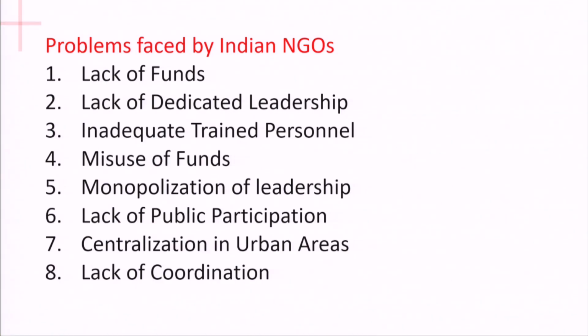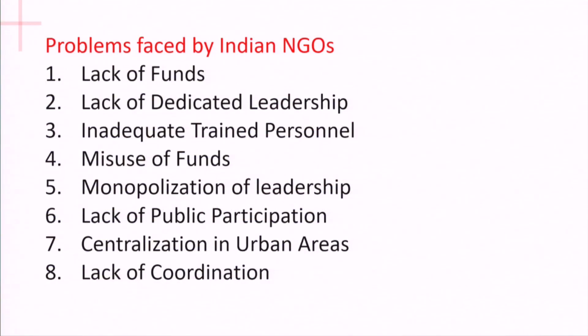So, we have seen all these NGOs, both national and international, and all of them have started with a good cause. They wanted to protect the environment. However, they are not able to succeed as envisioned. That is because of the problems that they face. The problems could be lack of funds, lack of dedicated leadership, inadequate trained personnel, misuse of funds, monopolization of leadership, lack of public participation, centralization in urban areas and lack of coordination. These are a few problems. However, NGOs have to fight over these obstacles and try to excel.